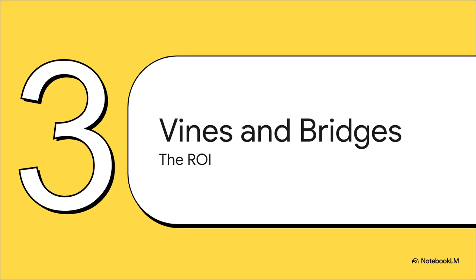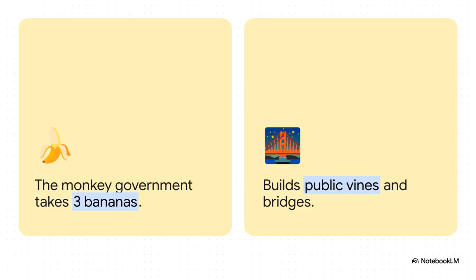That takes us to part 3, public vines and bridges, the ROI. This whole dynamic represents a very direct trade-off. Think of it like this. The individual loss of those 3 bananas is converted directly into a collective societal gain. The monkey government takes those extracted resources and uses them to construct public vines and bridges. Infrastructure. It's the whole essence of public goods.